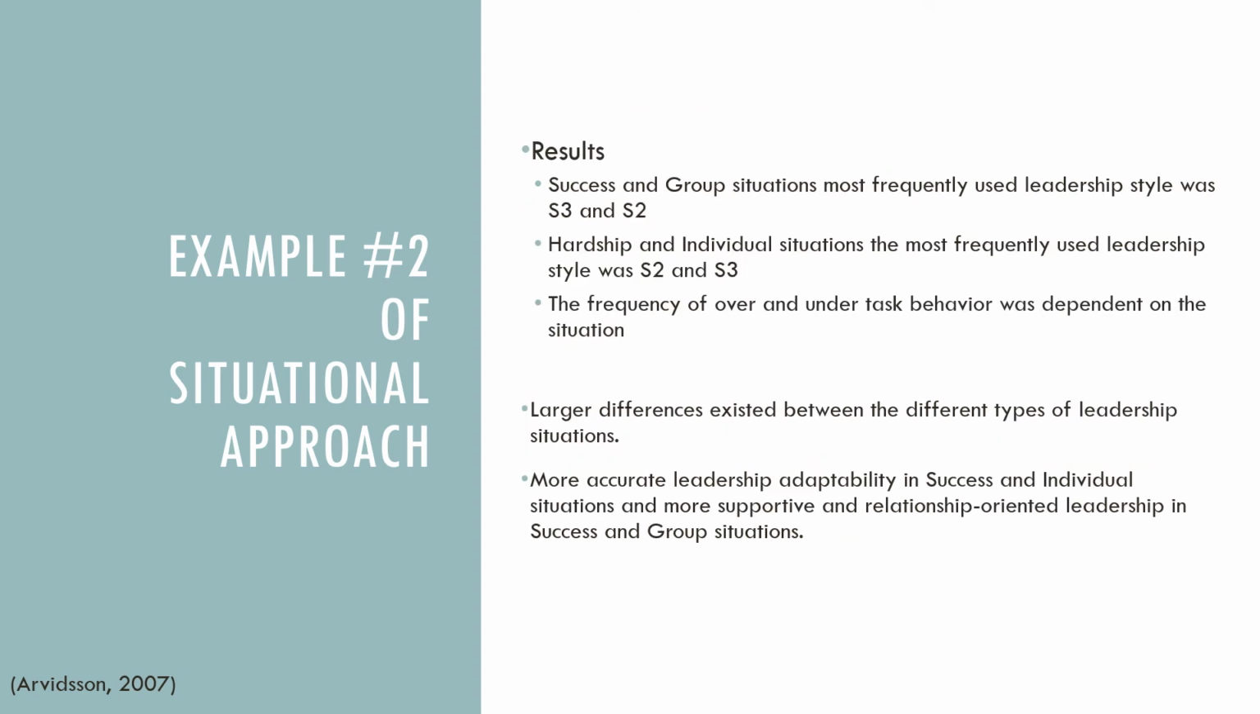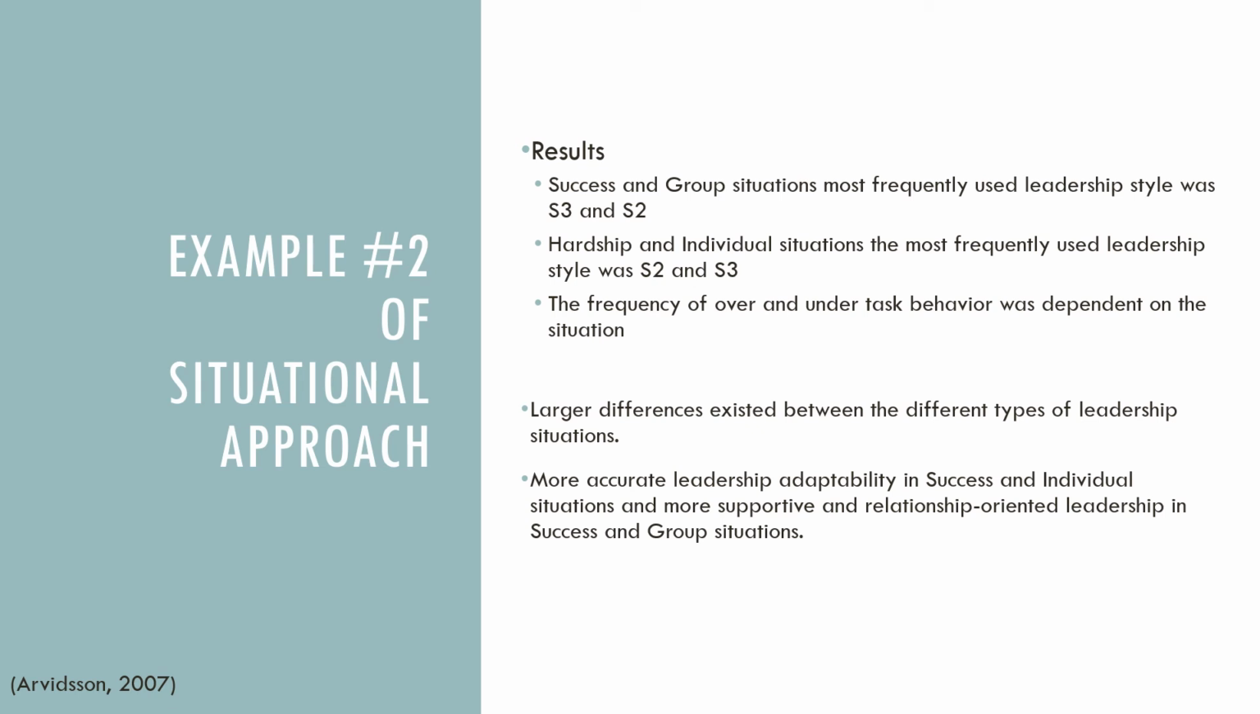So the results show that for success in group situations, the overall most used leadership style was S3, which is high relationship, low task behavior, and the second most was S2, which is high task, high relationship behavior. In hardship and individual situations, the most frequent leadership style used was S2, and secondly was S3. So this shows that the frequency of over and under task behavior was based off of the situation.